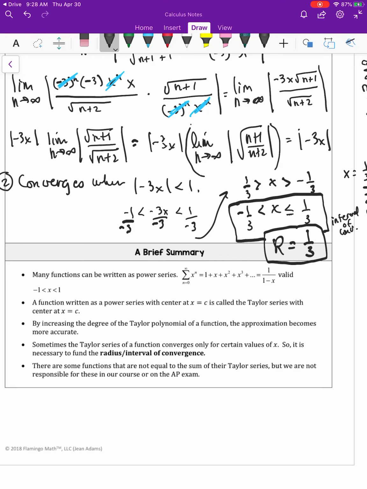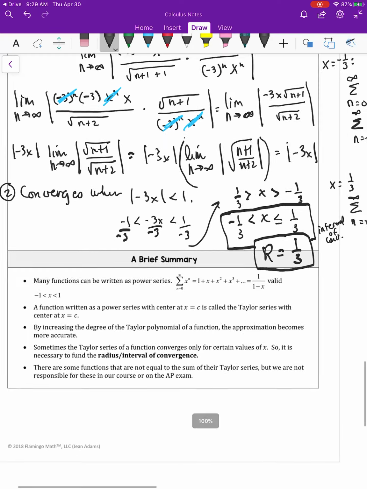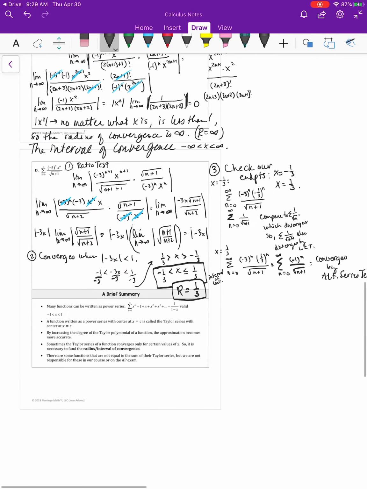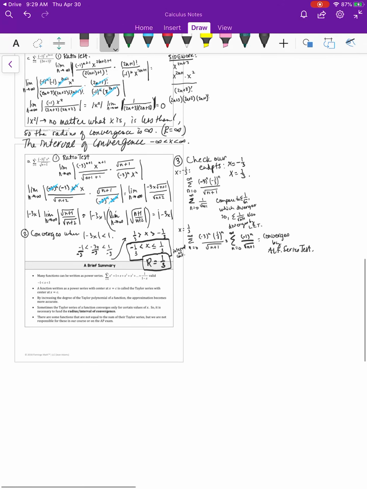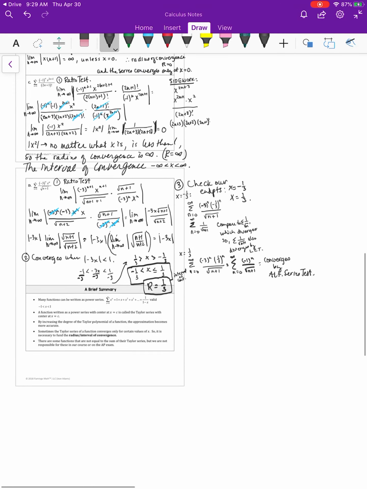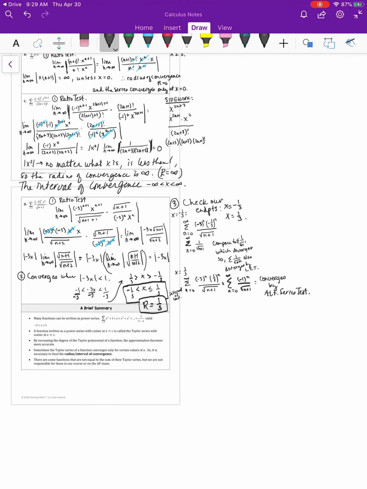So sometimes the Taylor series of a function converges only for certain values of x, so it is necessary to find the radius and or interval of convergence. There are some functions that are not equal to the sum of their series, but we are not responsible for these in our course or on the AP exam. So some functions are not equal to the sum of their Taylor series, okay? But we're not going to worry about those. We're only giving you the ones where they are. So now, I think you're ready to go.